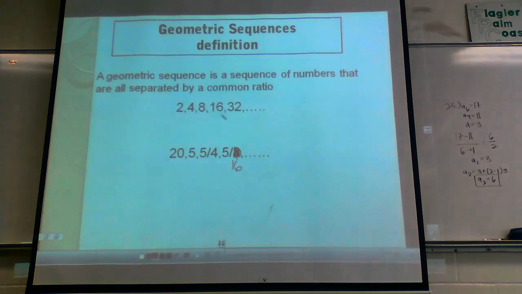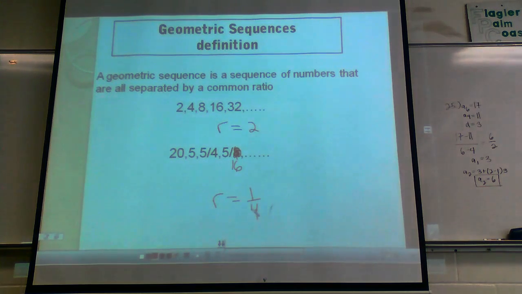So guys, remember that for the common difference on the arithmetic sequences they use the D, and the common ratio here would be the R. So this one, your common ratio is 2, and here it's 1 over 4. If you're dividing, you write it as a fraction still. Everything you want as a fraction. Hence it's a ratio, 1 to 4, 2 to 1, that kind of thing.